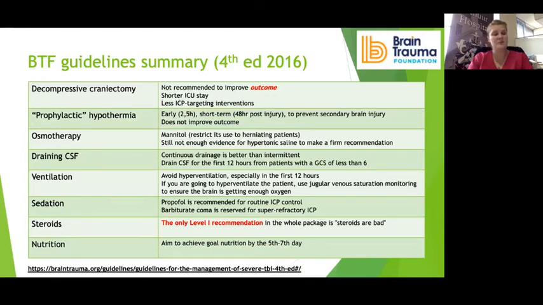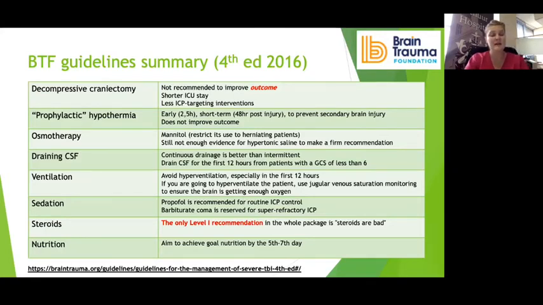The recommendation on prophylactic hypothermia is basically, bottom line again, it doesn't improve outcome. There are lots of debates we can have about this, and maybe we can have some talks about it on the rounds, but it doesn't improve outcome. And this is specifically now for traumatic brain injuries. I'm not talking about post-cardiac surgery arrests and things like that. I'm just talking about traumatic brain injury.